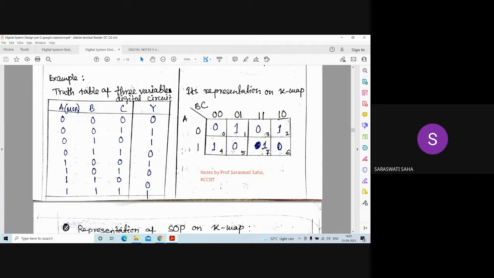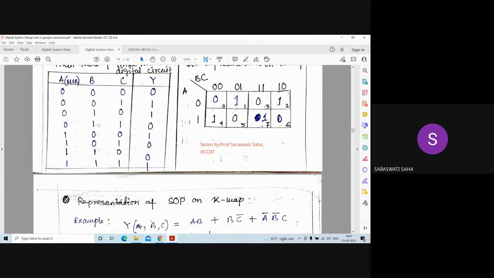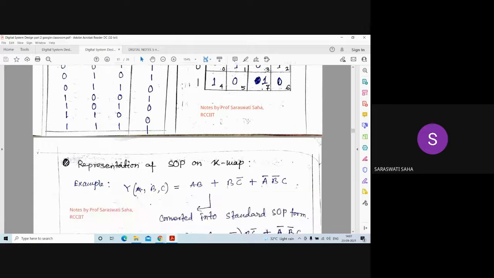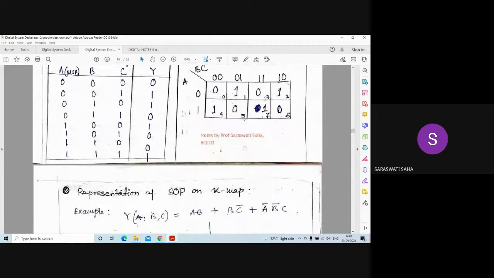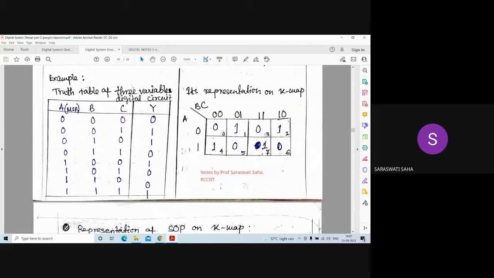Then what will be the other cell values? They will be 0. Clear? So now from the truth table, we can place the min-term values here. This Karnaugh map represents the output of the circuit. This is the K-map for output Y.